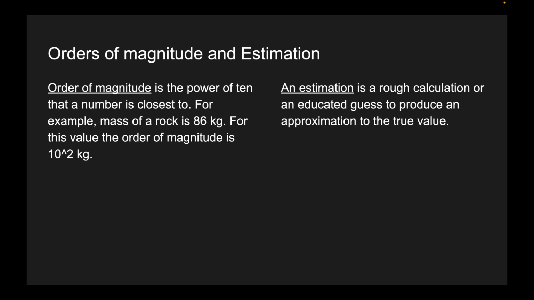Order of magnitude is the power of 10 that the number is closest to. For example, mass of a rock is 86 kilograms. For this value, the order of magnitude is 10 to the power of 2 kilograms. Orders of magnitude are often used to make estimates and approximate comparisons in scientific notation. It helps to represent numbers that are comparatively larger or smaller than other numbers.